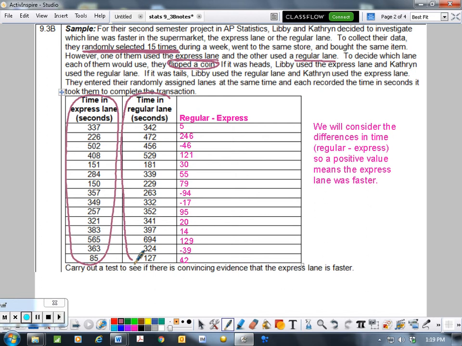Here's our time for the regular lane. And then what we do is we compare them. So I'm going to take regular minus express. And the reason I'm doing that is so that a positive value means the express lane was faster. If I lay that out beforehand and say, okay, I'm going to do regular minus express, which means a positive value means this, then it makes things so much easier later on. So when you are interpreting your values, you know what you're talking about. So 342 minus 337 gives me 5, and so on and so forth. How can we do this on the calculator? Great question.